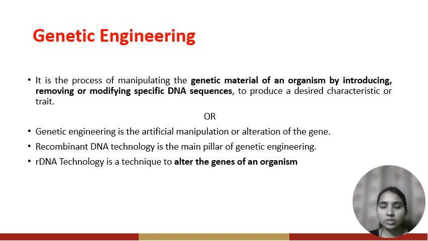So what is genetic engineering? It is a process of manipulating the genetic material of an organism. So what is genetic material? DNA and RNA are called genetic material, by introducing, removing or modifying the specific DNA sequence to produce the desired characteristics or the new traits. Another definition of genetic engineering is the artificial manipulation or alteration of the gene. In genetic engineering, recombinant DNA technology, that is rDNA technology, is the main pillar, and it is a technique to alter the genes of an organism.